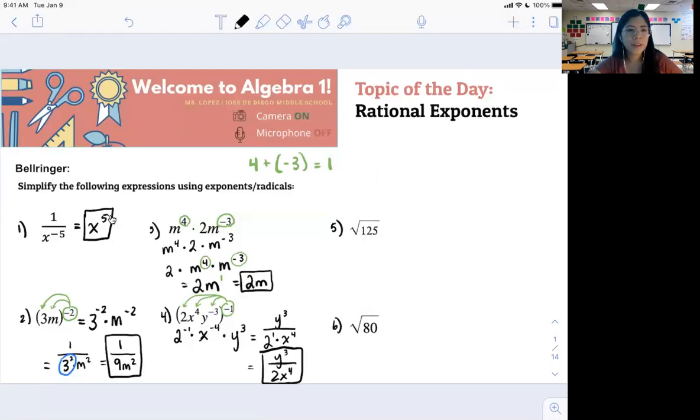Okay, great. So now we've got these radicals. Let's start with number 5, the square root of 125. Is that going to be a whole number? Square root? Oh, I thought we were simplifying. Oh no, I messed up. That's okay.